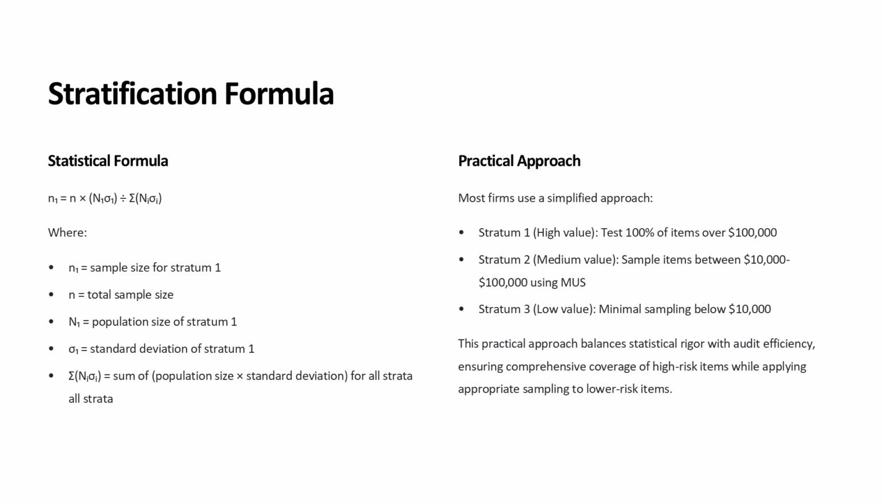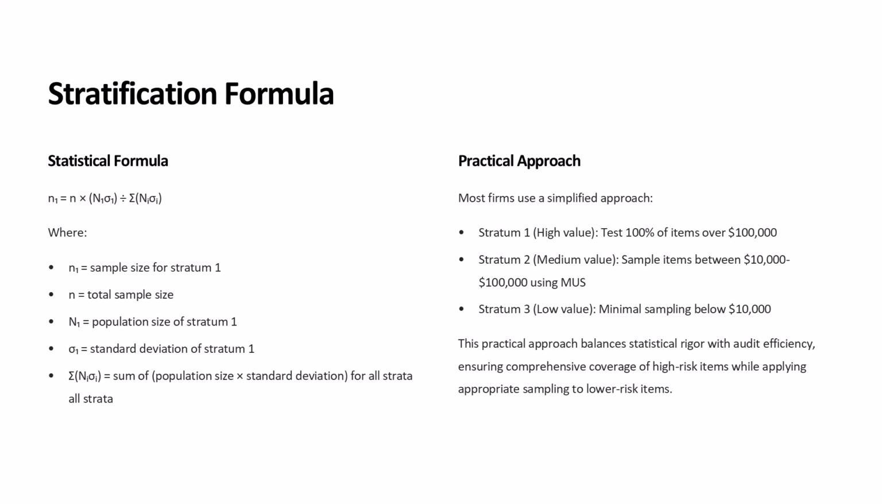Here's the stratification formula that saved us millions in audit hours. n1 = n × (N1·S1) / Σ(Ni·Si), where n1 equals sample size for stratum 1, n equals total sample size, N1 equals population size of stratum 1, S1 equals standard deviation of stratum 1, and Σ(Ni·Si) equals the sum of population size times standard deviation for all strata.